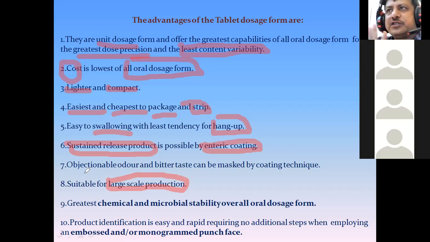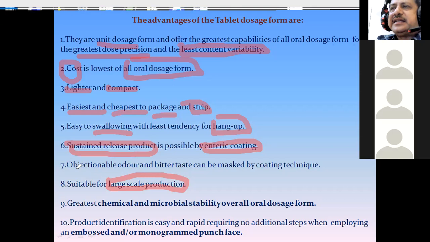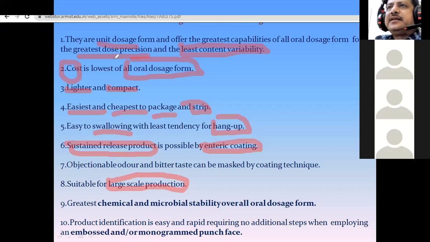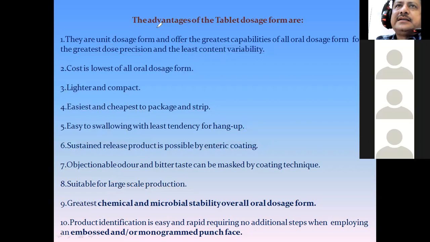the other dosage forms. Then comes the product identification. Now the product identification is easy and rapid, and there is no requirement of an additional cost when you want to emboss something onto your tablet or when you want to monogram on the punch faces. So these things are not going to increase the cost of your product. So these were some of the advantages which a tablet dosage form provides to us.